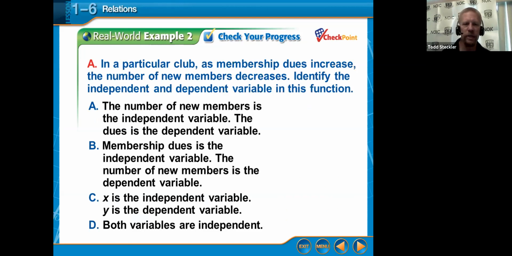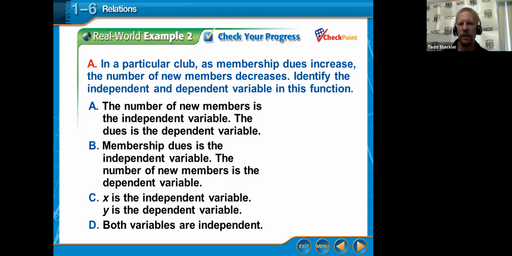Another question that's related to this same idea: in a particular club, as membership dues increase, the number of new members decreases. Identify the independent and the dependent variable in this function. So in this case, membership is going to depend on how much it costs to be in the club. So membership dues are the cost. That would be the independent variable. And then the dependent variable would be the number of members.